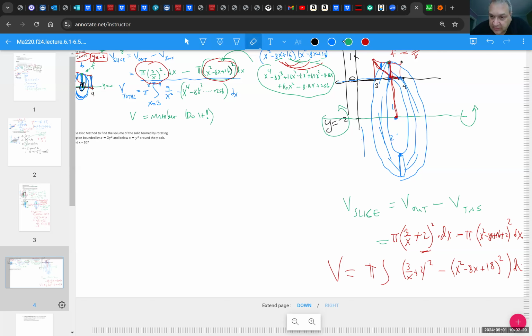Let me make this look a little neater. It didn't come out very good. So 3 over x plus 2 all squared. So that's your pi r squared for the outside minus pi r squared for the inside, times the thickness, which is dx, integrated from the smallest x value to the biggest x value. It's the same region as we did before. Just like we did before, the smallest x value was 3 and the biggest x value is 4. You can see that in our previous one. So this is going to be x equals 3 to x equals 4.